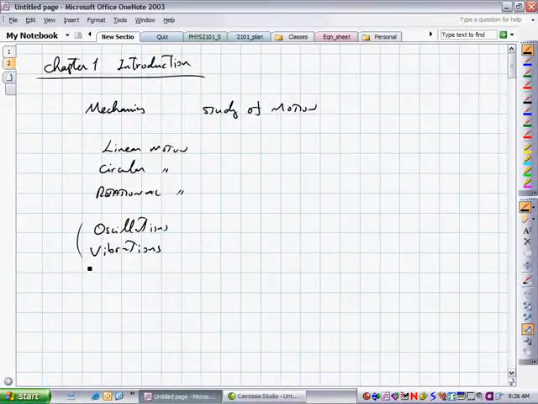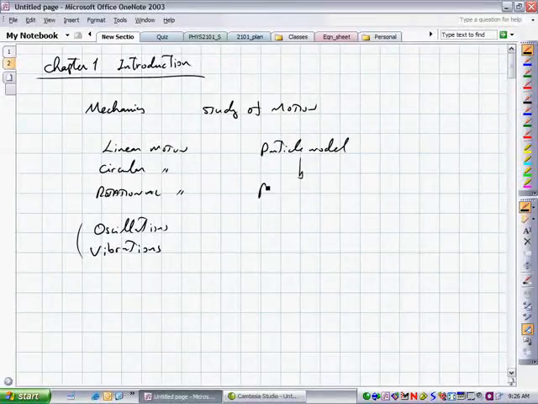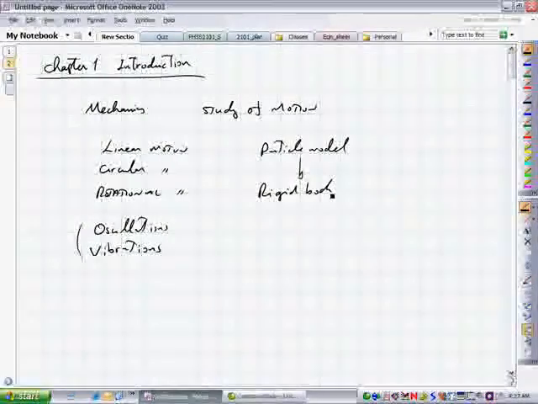Now, throughout this course, we will use the particle model, where any object which is in motion is represented by a simple particle, and then develop the rigid body model for motion, where we will describe motion of rigid bodies, not just particles, but solid bodies, extended bodies.